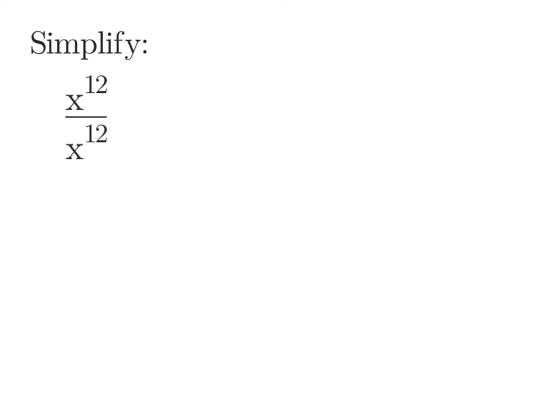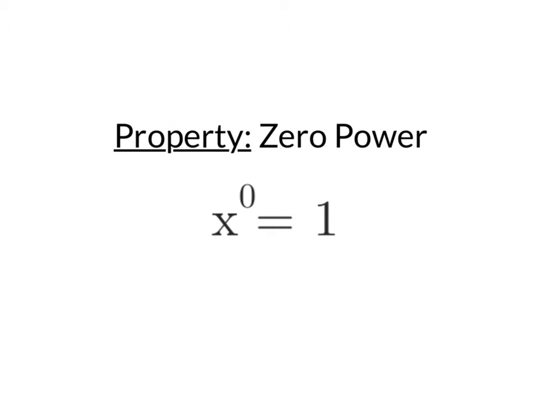And there's nothing special about that base at all. If my base is a variable, x to the 12th divided by x to the 12th, we use the property, 12 minus 12 is 0. But if we use what we know about fractions, that when the numerator and the denominator are the same, they're going to cancel and equal 1. That's the zero power property, that if we take anything to the 0 power, it will always equal 1, no matter how messed up it looks.